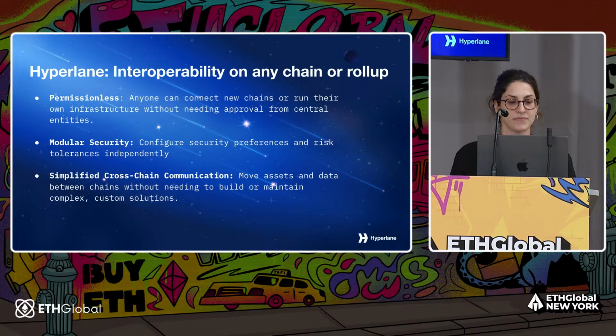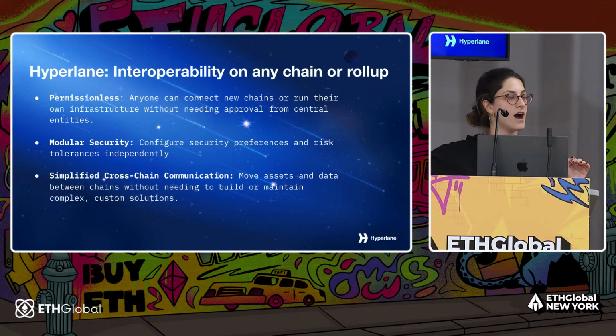The second component is modular security. Hyperlane has building blocks called interchain security modules. We call them ISMs. Basically, they are modular building blocks, and you can plug and play according to your security risk tolerance. So you don't have to go with the default security option, but you can build different security options depending on how you want your application to work.